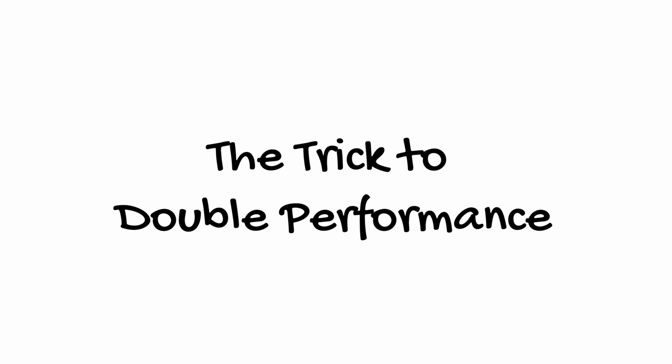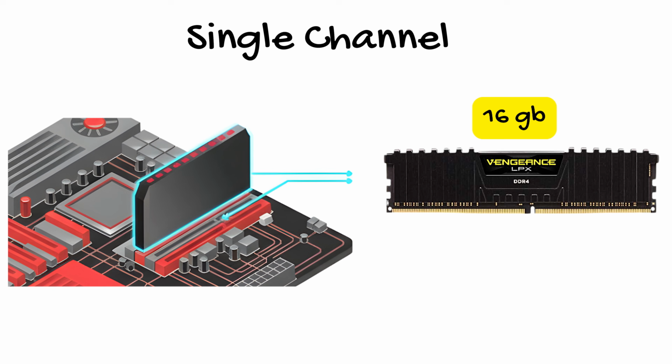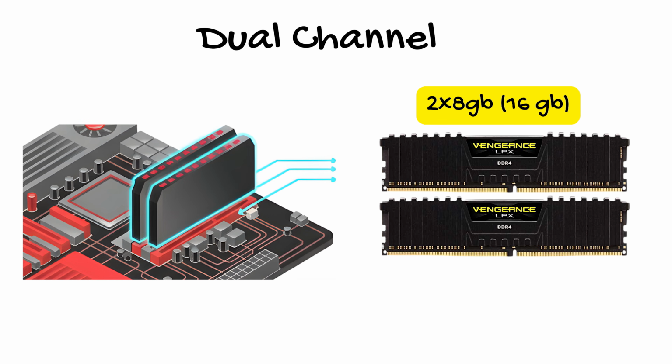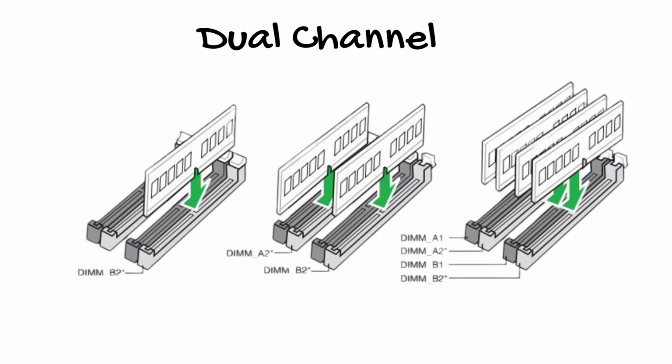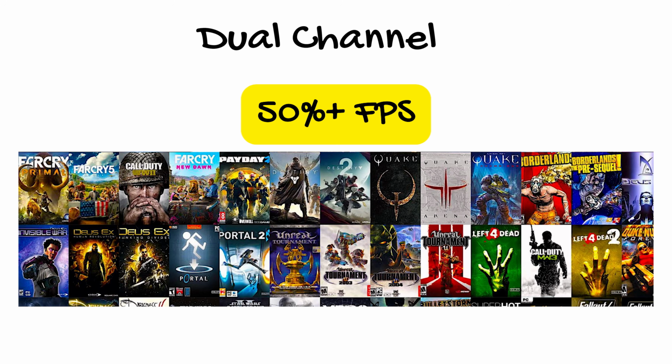The trick to double performance. This is the biggest secret to improving your PC without spending more. Single channel. Using a single 16 GB stick is like having a desk with only one drawer. Everything goes through the same path. Dual channel, using two 8 GB sticks, which add up to the same 16, allows the processor to read and write to both at the same time. This doubles the effective bandwidth and is critical if you use processors with integrated graphics, where you can see up to a 50% improvement in FPS in your games.